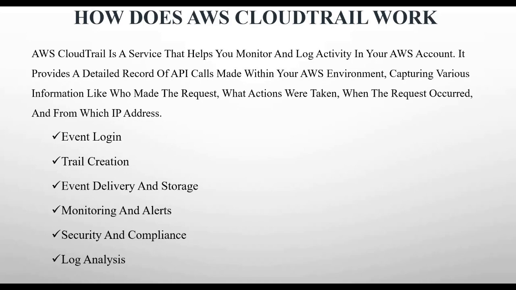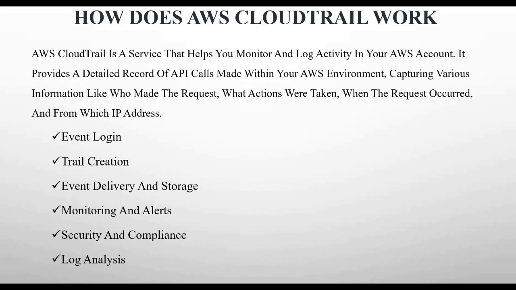The next is event delivery and storage. Management events involve operations that manage resources in AWS, and data events track resource-level actions such as object-level actions. CloudTrail Insights detects unusual activity patterns in AWS accounts. For storage, CloudTrail logs are delivered to an S3 bucket that you specify when you create the trail. Logs are stored in JSON format, and each log file contains information about one or more API events.